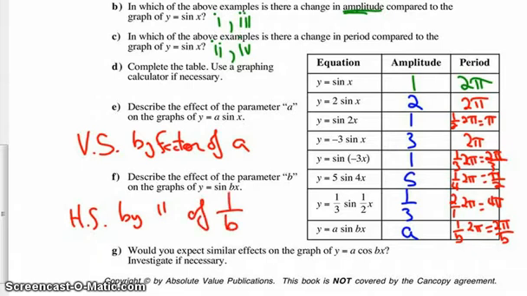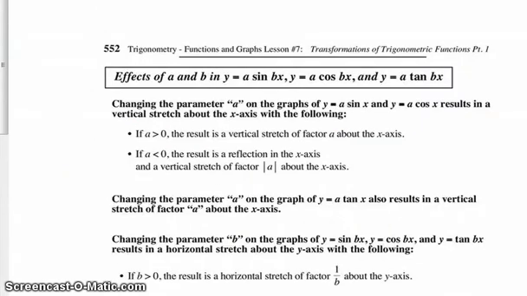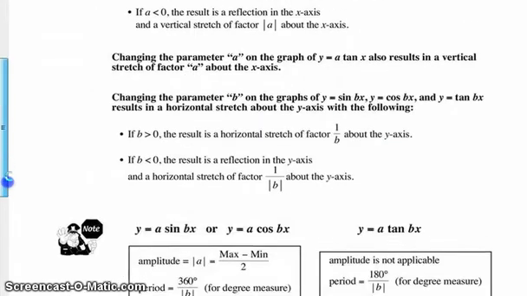Would you expect the same things for cosine? You would expect the same things for any function because that's what they do. When you put a value on the outside of a function, it vertically stretches it. When you put a value on the inside of a function, it horizontally stretches it, and again, it's by the reciprocal. And on the next page, we basically have conditions.